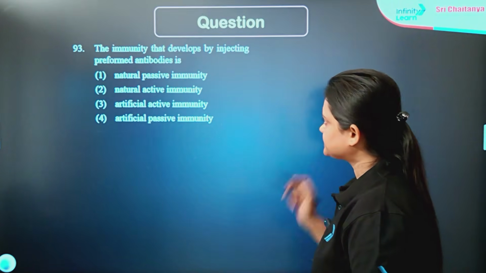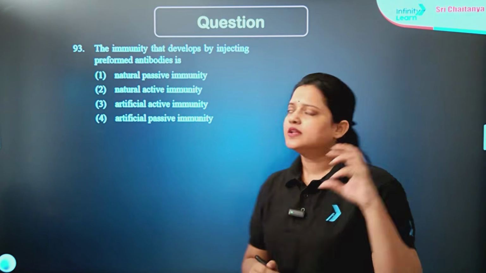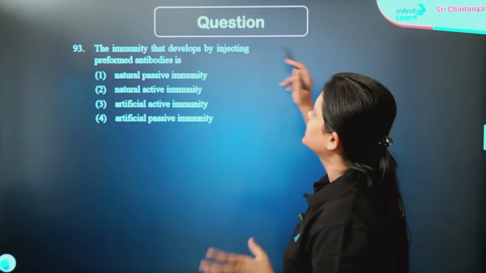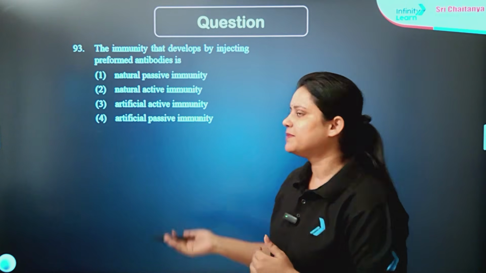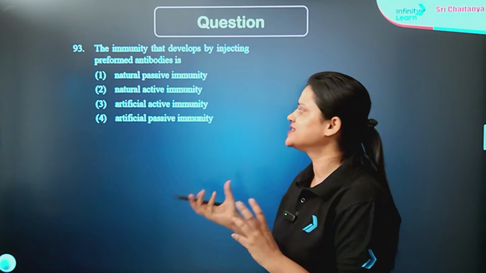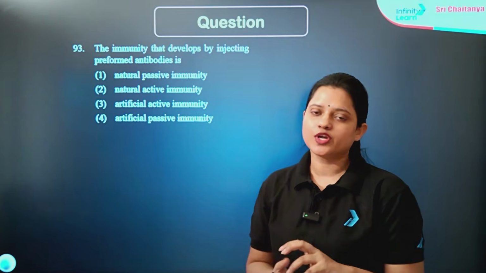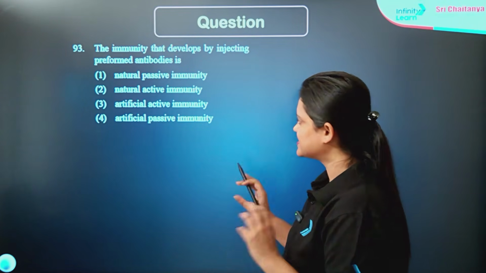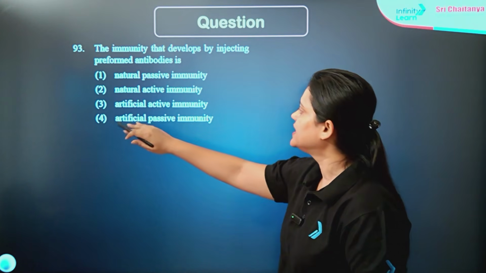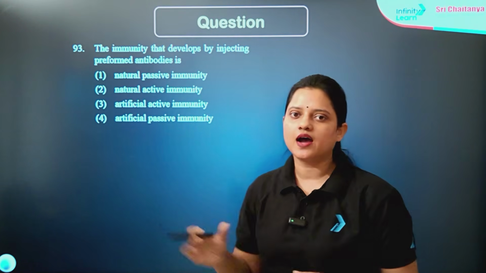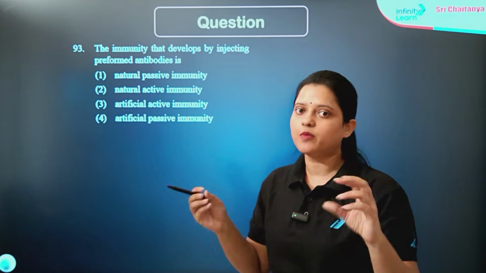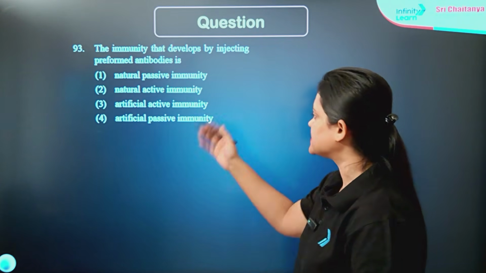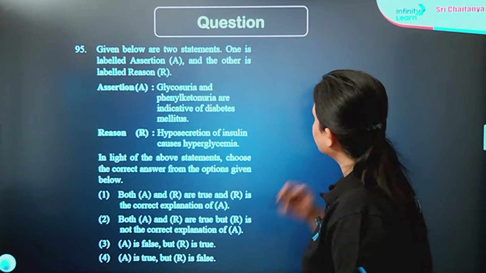Easy. Next, the immunity that is developed by injecting preformed antibodies is. So some questions are really very easy. Some questions are a bit tricky. You might make a silly mistake, but not this one. This is quite easy. So it is artificial passive immunity because we are putting preformed antibodies in the body. Artificial passive immunity. Answer is 4.